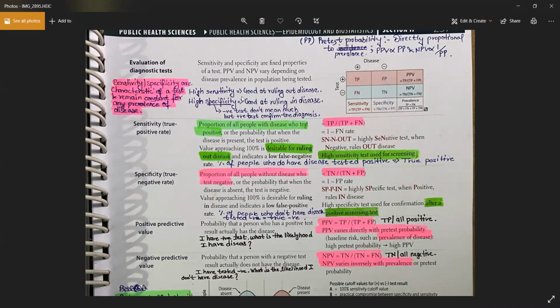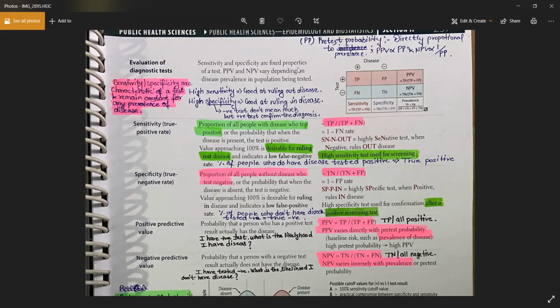You cannot rule out the disease on the basis of a highly specific test because it can always give a high false negative, right? And both these sensitivities and specificities are the fixed property of a test. Please note the fact, both of them are a fixed property of the test.